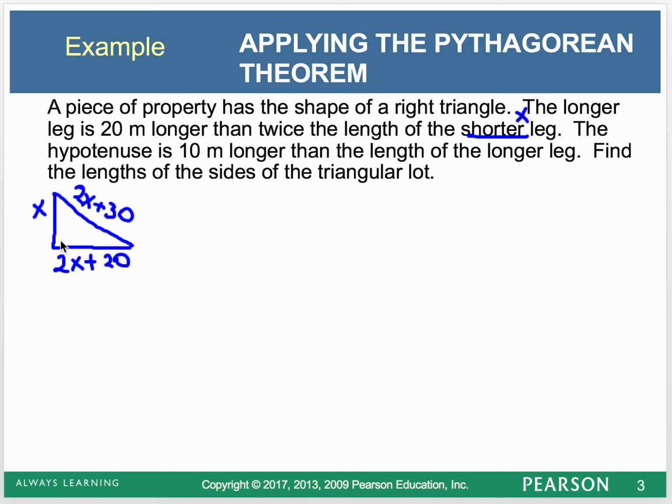That's all I need to know, because I know if this thing is a right triangle, I've got a squared plus b squared equals c squared. So a squared plus b squared equals c squared. A, B, C.